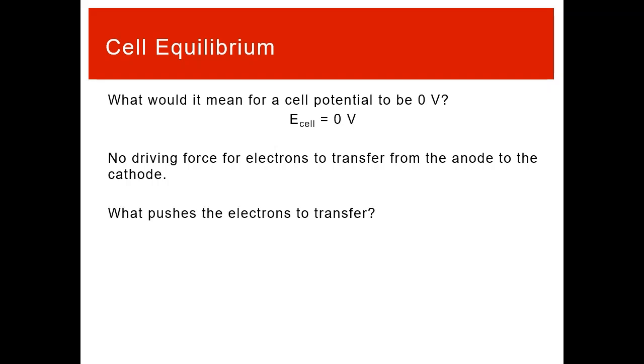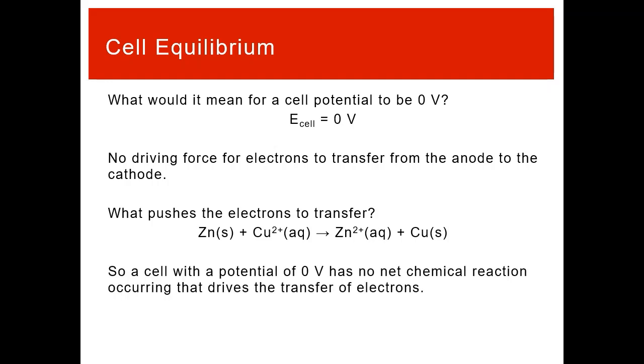Well, what is the driving force that normally pushes electrons? Chemistry, right? The chemical reaction normally is occurring. Reactants are becoming products. So a cell with a potential of 0 has no net chemical reaction happening. There is no transfer of electrons from the oxidation process into the reduction process. Instead, there's just nothing happening. There's no chemistry happening. So therefore, your electrons aren't flowing between the anode and the cathode.